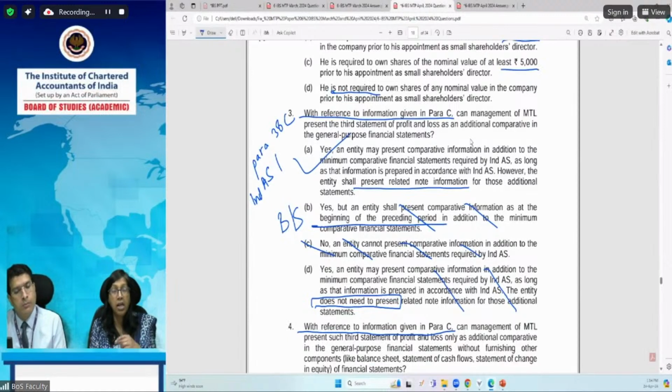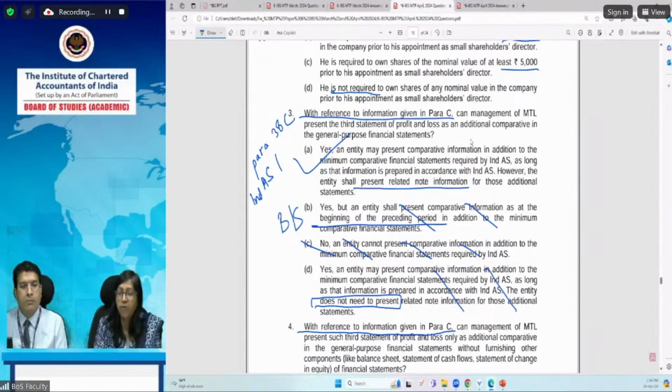So there are two ways to do it. One is that when you read the option, you directly come to know, yes, this is correct. When there are three closely related options, you have to rule out which is wrong and why it is wrong. So with respect to "does not need to present related note," this makes this option wrong.